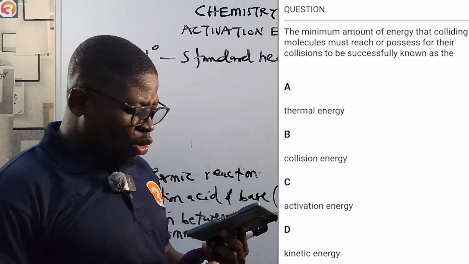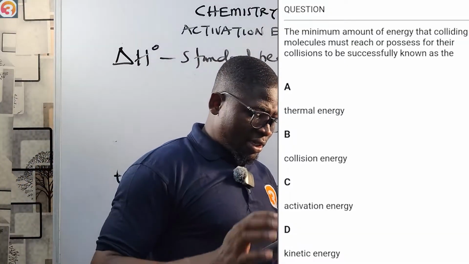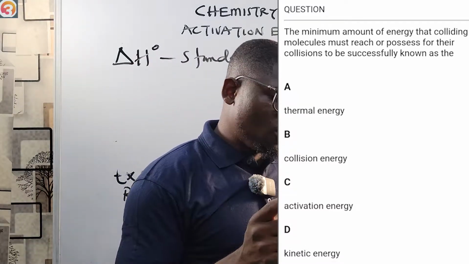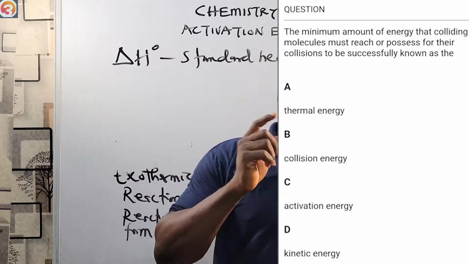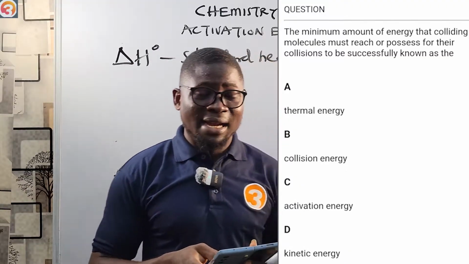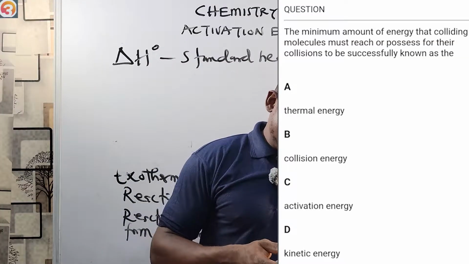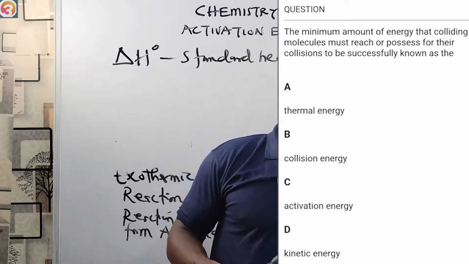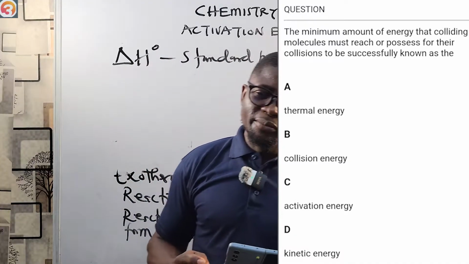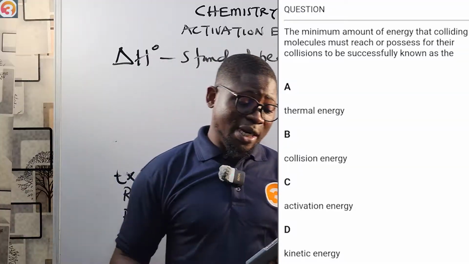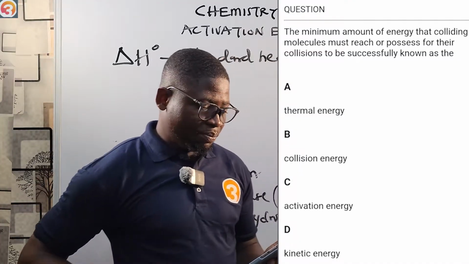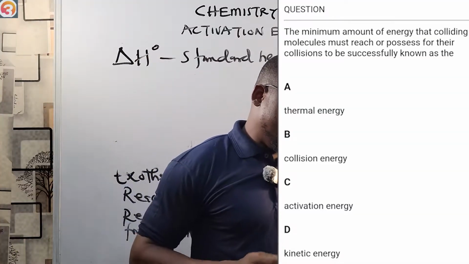They say the minimum amount of energy that colliding molecules must possess for their collision to be successful is known as what? A, thermal energy. B, collision energy. C, activation energy. D, kinetic energy. And the correct answer there, even without being told, you will know that the answer is, of course, activation energy. So our correct answer will be option C.